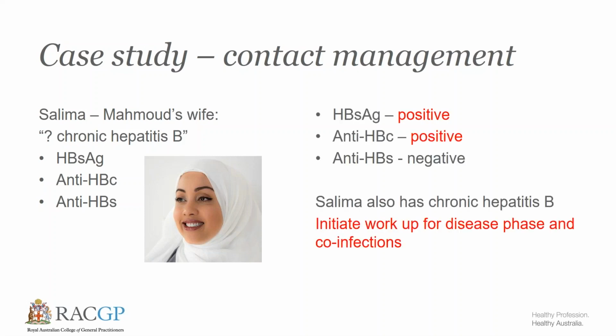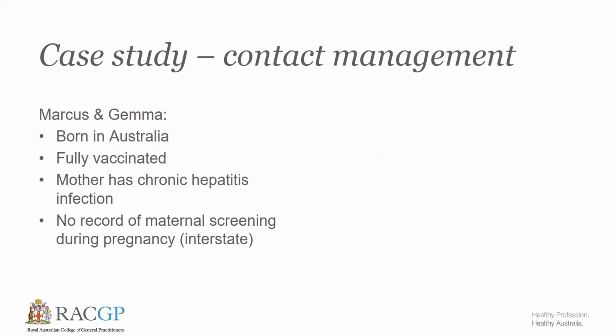So Salima also has chronic hepatitis B. She's surface antigen positive and core antibody positive. So she also needs a workup for disease phase and co-infection, just as you've just done for Mahmoud. The children are born in Australia. As you said, they're fully vaccinated. So their mum has chronic hepatitis infection. And she doesn't have any records of being screened during pregnancy, and the children were born in another state, so you can't access those records. So you need to also see if they have chronic hepatitis B, so the same 3 tests are ordered.